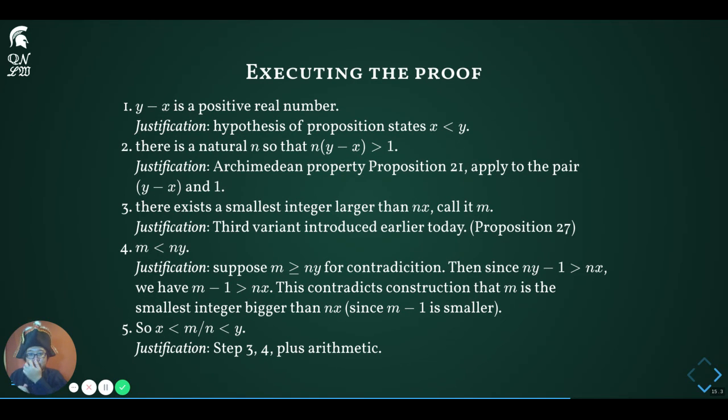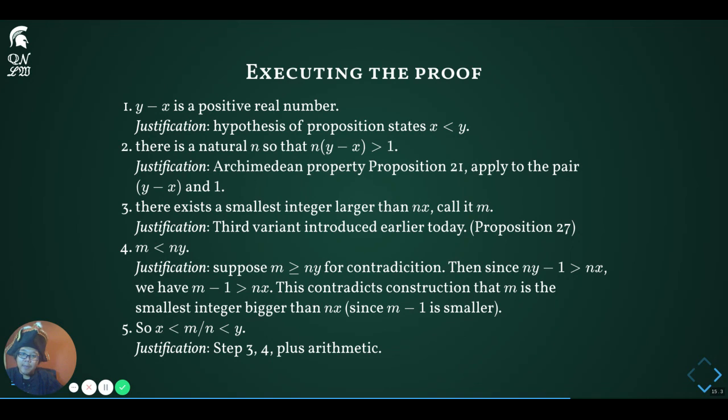Now let's see how we can justify all the steps. As described before, we start with thinking about the positive real number y minus x. Applying the Archimedean property against the numbers y minus x and 1, we find the natural n such that ny minus nx is bigger than 1. Now focus on the smaller one, nx. By the third variant we discussed earlier, there is a smallest integer that is bigger than nx. We can call it m.